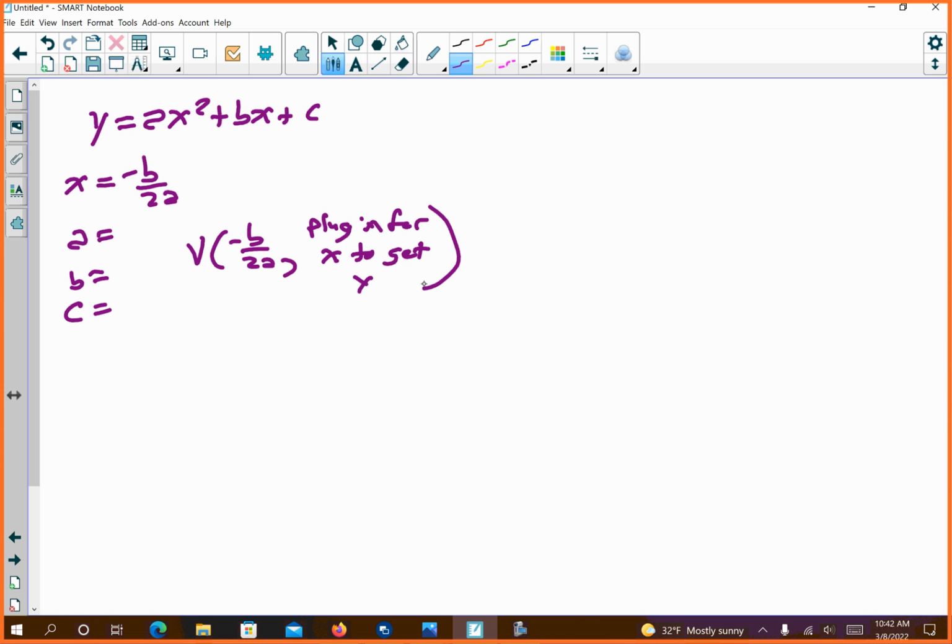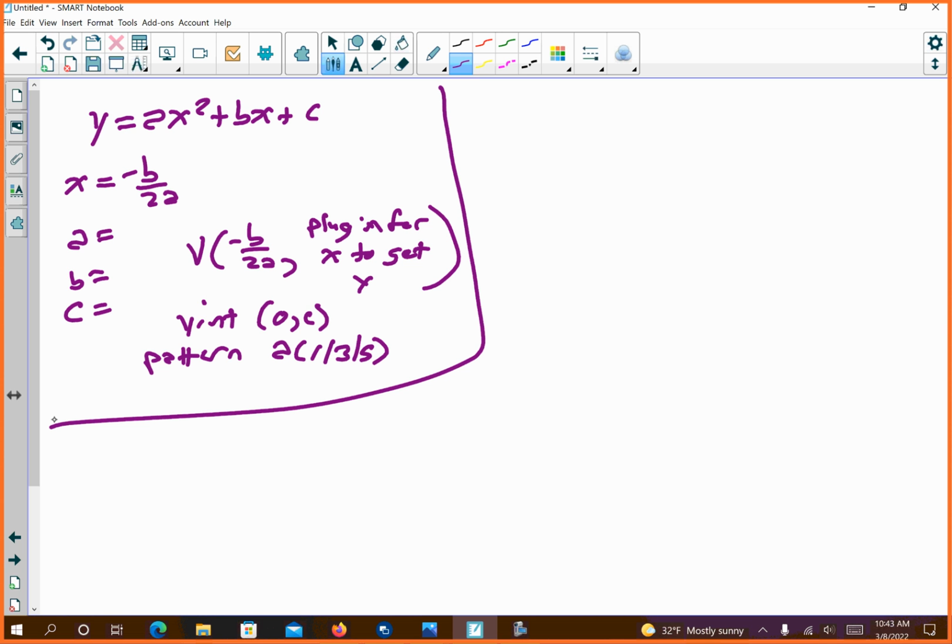You also know that the y-intercept is 0, c, and your pattern graph is going to be a times 135. So that might be some good directions of how to do it. We've already worked out those kind of problems, but this might be good for you to have on the back side just as some extra notes.